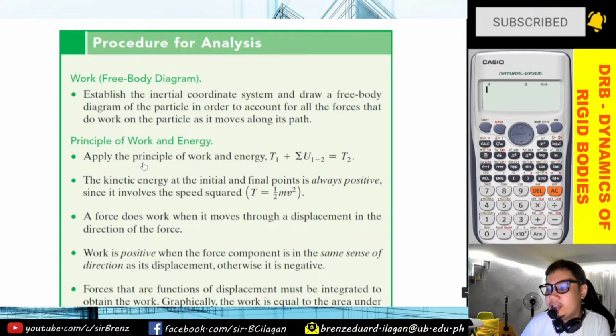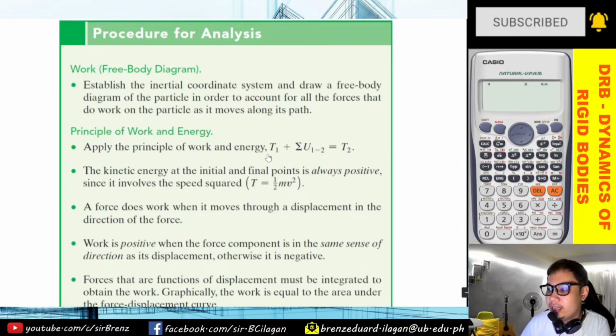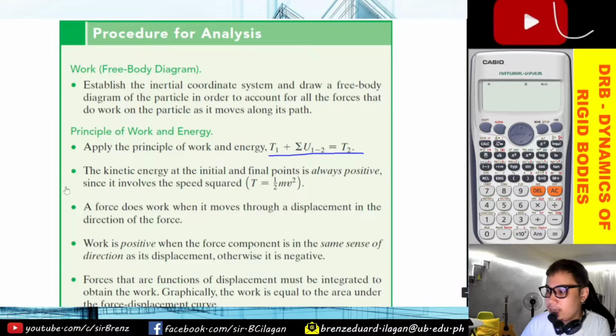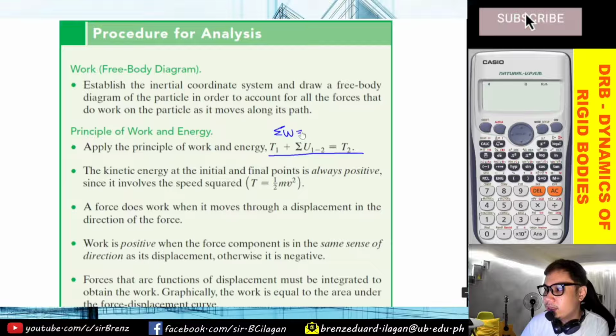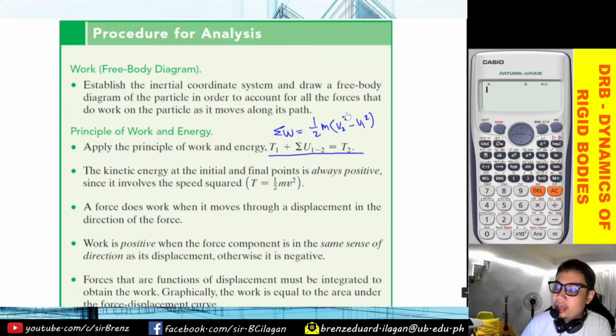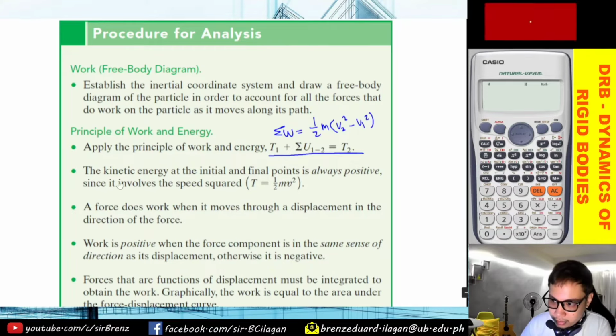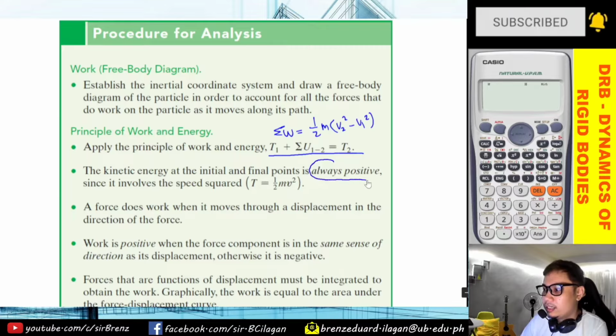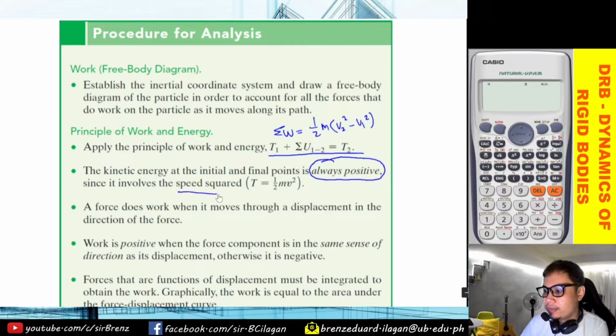Next, principle of work and energy. So, apply the principle of work. Again, itong equation na to ang ginamit for this lecture, pero ang gamitin na lang ulit natin is yung summation ng work is equals to 1/2 of m (v2 squared minus v1 squared). Okay? So, the kinetic energy at the initial and final point is always positive, regardless nga kung pakaliwa or pakanan, pataas or pababa, since it involves the speed squared.